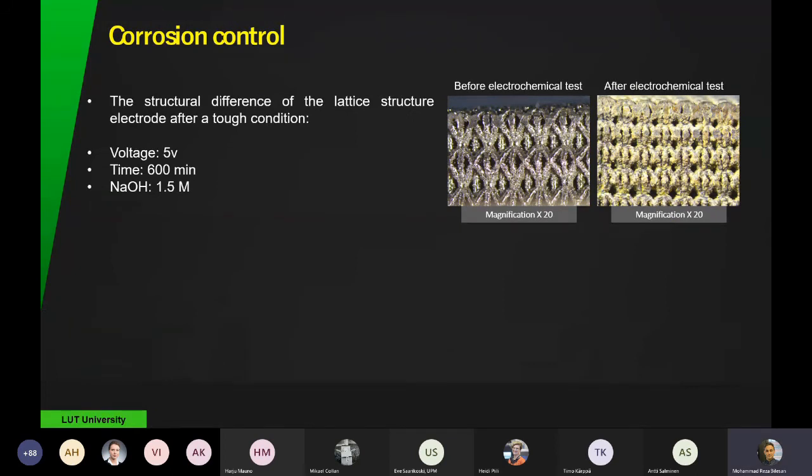Here we have the structural difference of the lattice structure electrode after a tough condition. The left picture is an optical microscope picture before the electrochemical test, and the right one is after the electrochemical test. The tough condition is that voltage was 5 volts, time was 600 minutes, and 1.5 molar sodium hydroxide was used as electrolyte. For usual separation technology, we usually use 1 to 2 volts potential, and the time would be around, for example, 1 to 4 hours. But here we increased the time and voltage to see what would happen, and you can see that the structures are still well ordered at the end of these tough conditions.